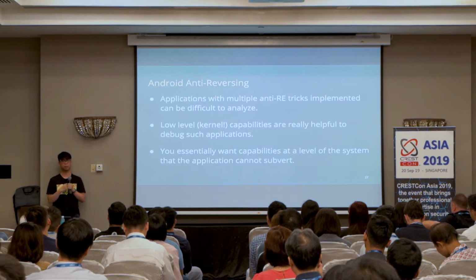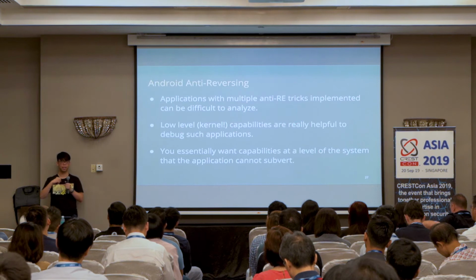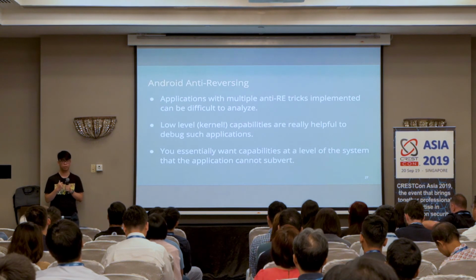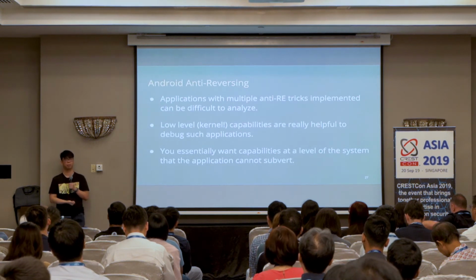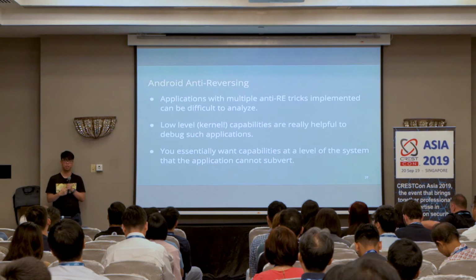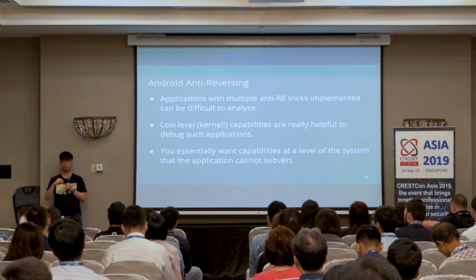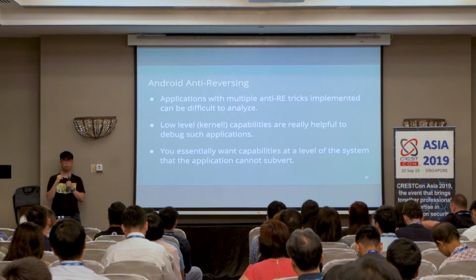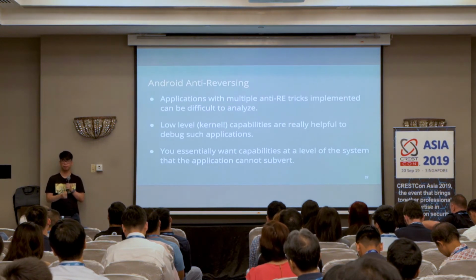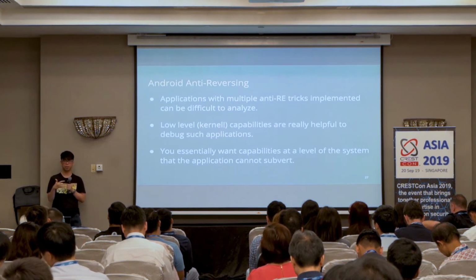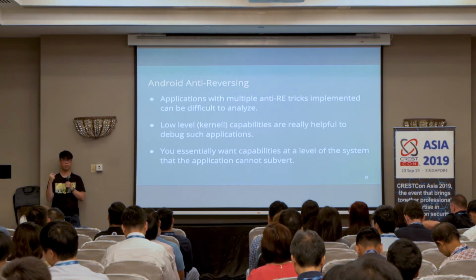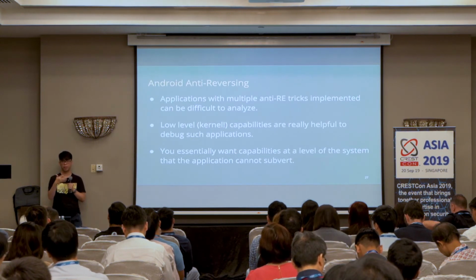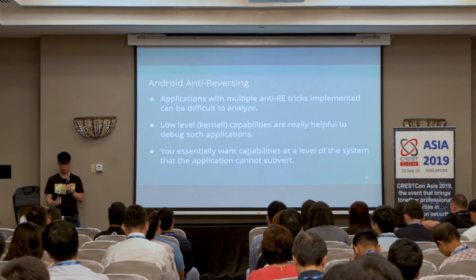So how do you actually start to get a foothold into understanding what the application is doing? This is where having very low-level capabilities, essentially kernel-level capabilities, is very helpful to debug the application, because you want capabilities at the level that the application cannot subvert. And in the case of Android devices, this means kernel-level code, because an application usually does not run in an environment where you have root, so the application cannot load stuff into the kernel to do checks.